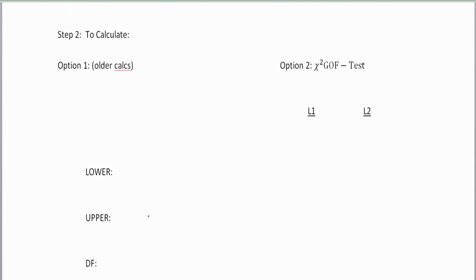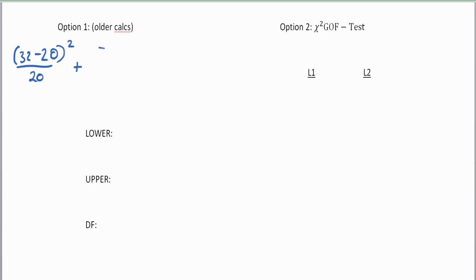So we're going to do the calculations. We're going to do it the old way, or the older calculator way in option 1, and then we'll do the goodness of fit test style in option 2. So in option 1, we're going to take our observed, which is 32, minus our expected, which is 20, and then we're going to divide that by 20. Now, if you did your subtraction correctly, you can decide to shortcut this busy work here and just write the numbers down like this.